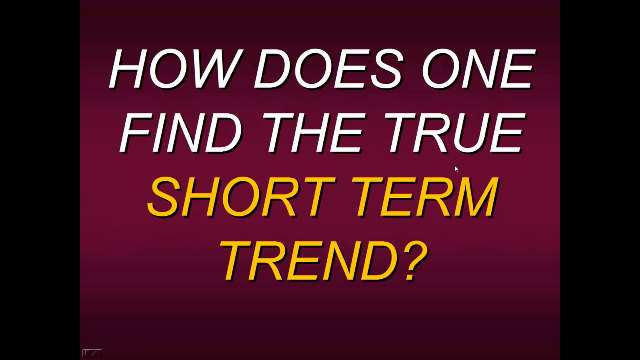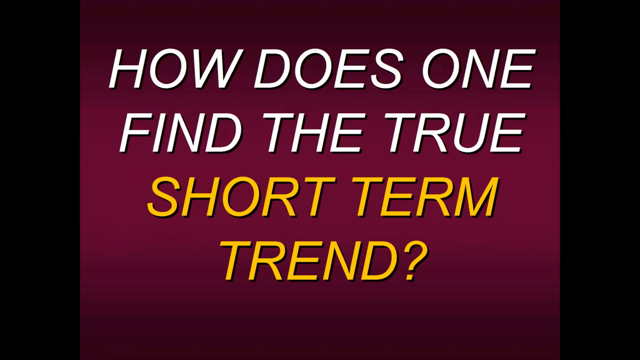So how does one find the short-term trend? I showed you one example of how a lot of traders like to trade, and it'll work, as I stated, every once in a while. You'll have some really nice setups. But we want consistency. We don't want a couple of good setups and then one or two that are just terrible and give you everything back. So how does one find the true short-term trend?